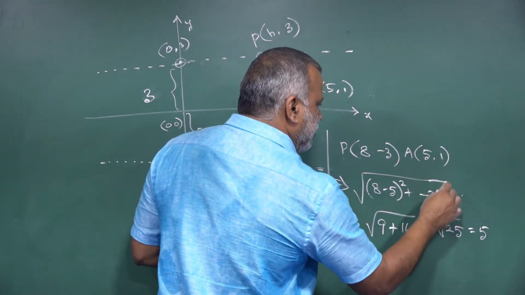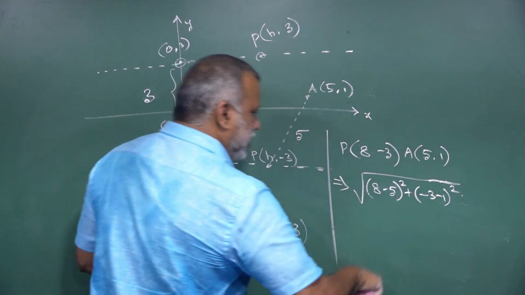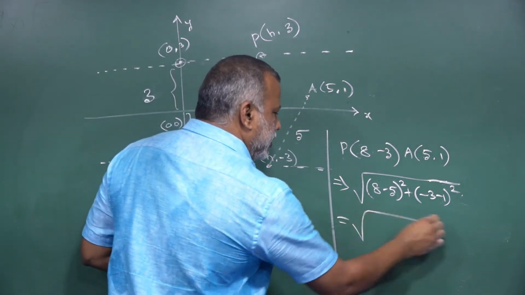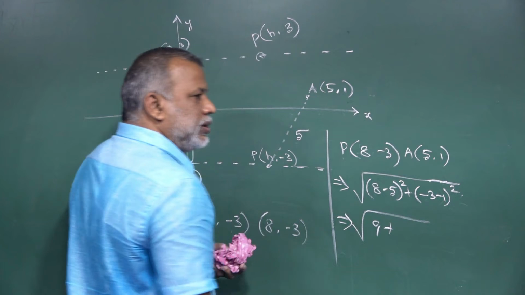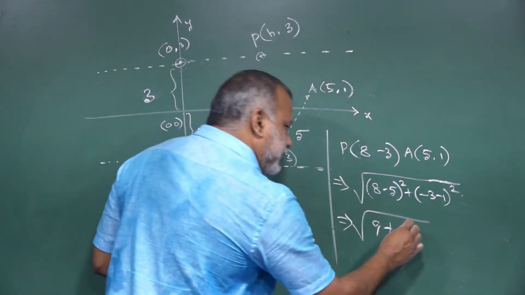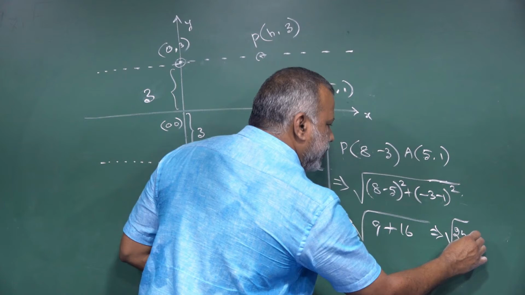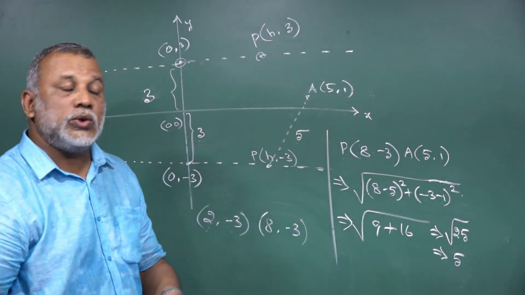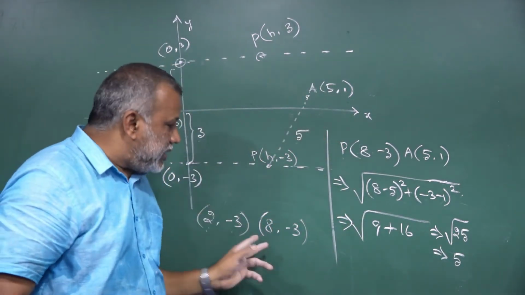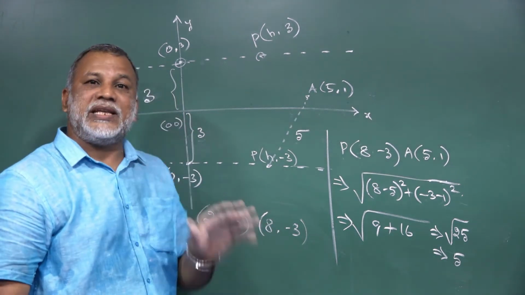So minus 3 minus 1 the whole square. See the concept here. 8 minus 5 becomes 3 squared, 9. Minus 3 minus 1, we get minus 4. Minus 4 squared becomes 16. So here once again you get the square root of 25. That must be 5 only. See, the distance is 5 units. So if you are using the point, the concept, that means the given condition should be satisfied.